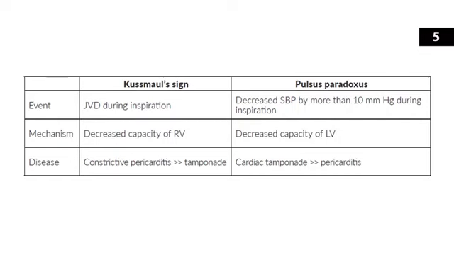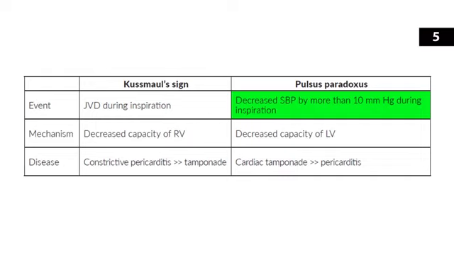Now, pulsus paradoxus is kind of similar to Kussmaul's sign because they're both a slight change in physical exam during inspiration, and they both deal with pericardial disease. So let's look at number 5 in the study guide and compare Kussmaul's sign side by side with pulsus paradoxus because they're similar but they're not the same. Kussmaul's sign is when you have jugular venous distension during inspiration. It's a right-sided heart problem. You inspire, but you're increasing jugular venous distension. Pulsus paradoxus is a decrease in the systolic blood pressure of more than 10 millimeters during inspiration. So both of these are occurring during inspiration.